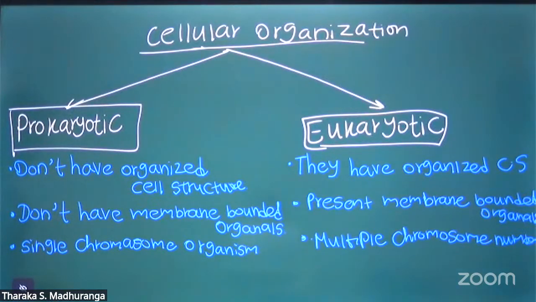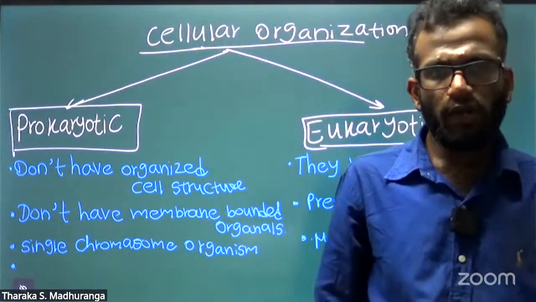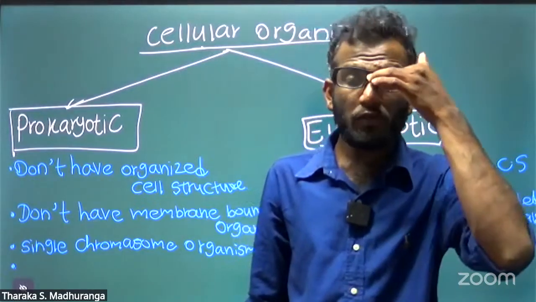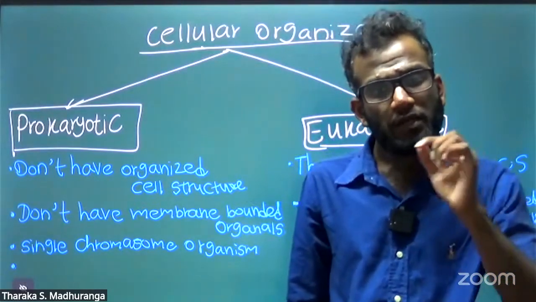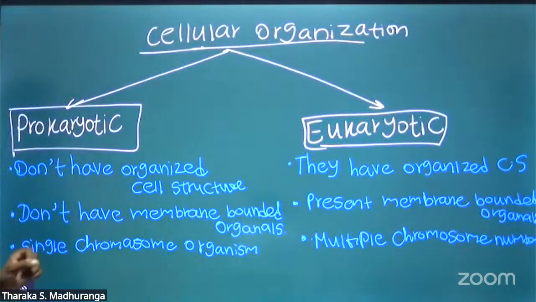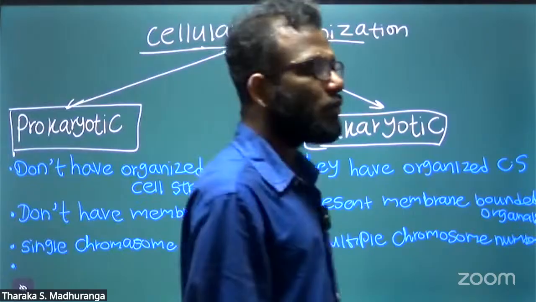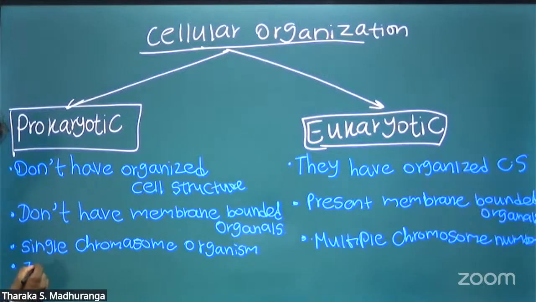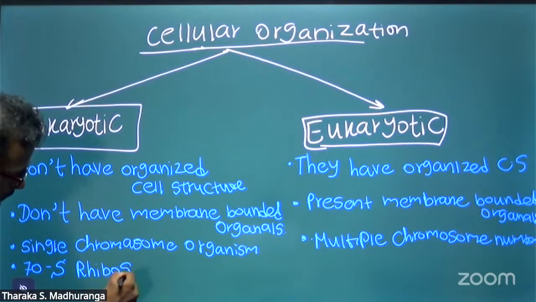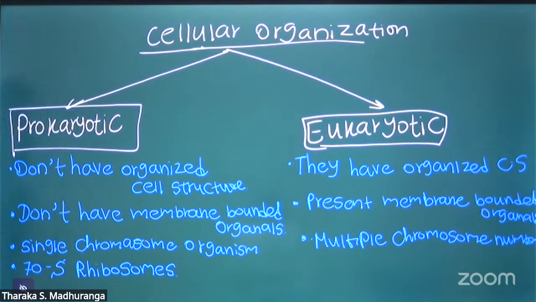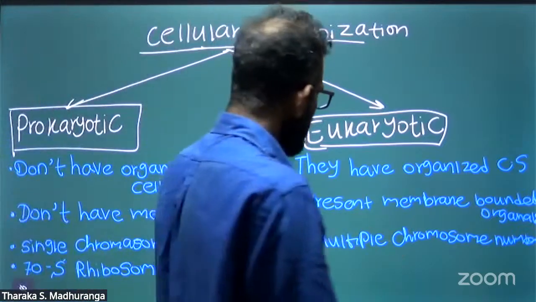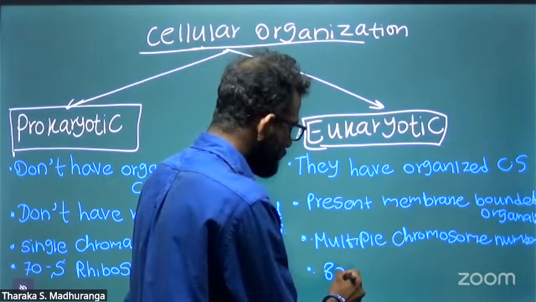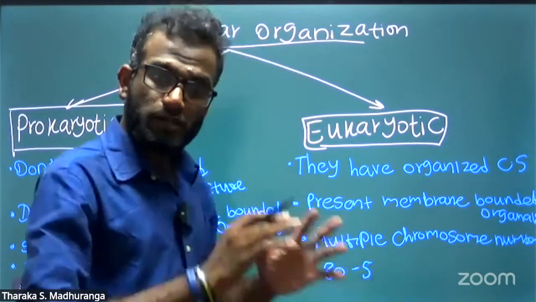Okay, the other very important thing is that both prokaryotic and eukaryotic organisms have ribosomes. But in prokaryotic organisms, the ribosome is very simple. We call them 70S ribosomes. There are 70S ribosomes present. If we consider eukaryotic organisms, it is the 80S ribosome. The ribosome structure is complex.